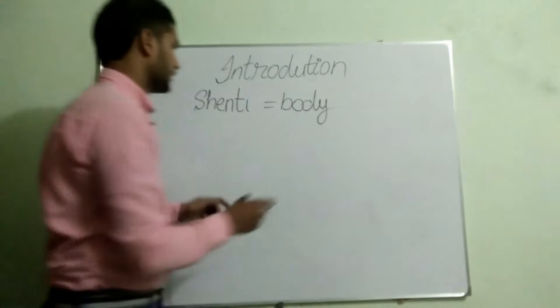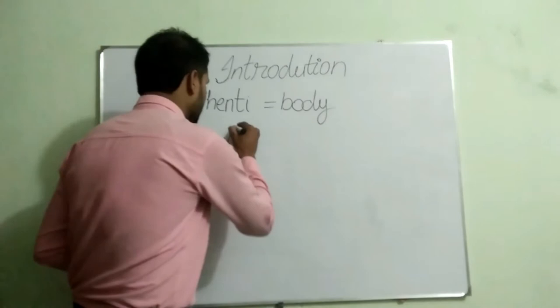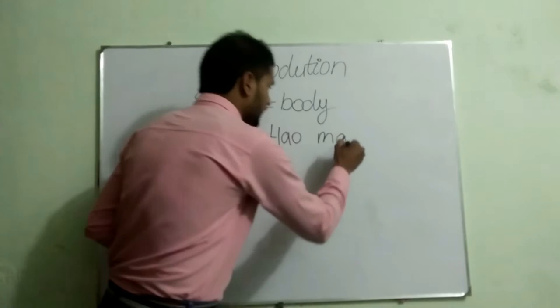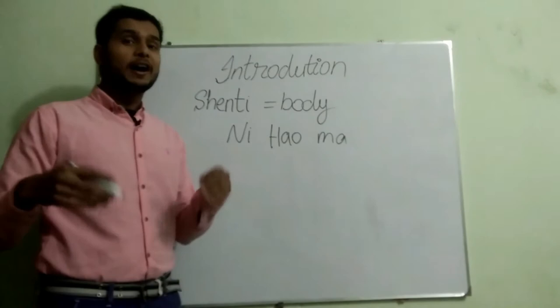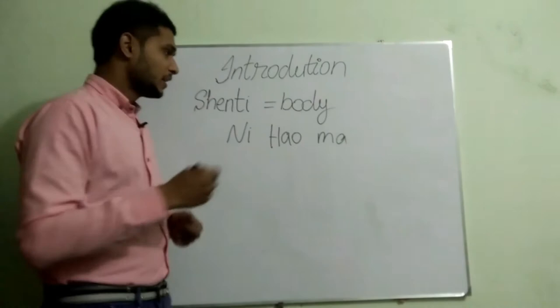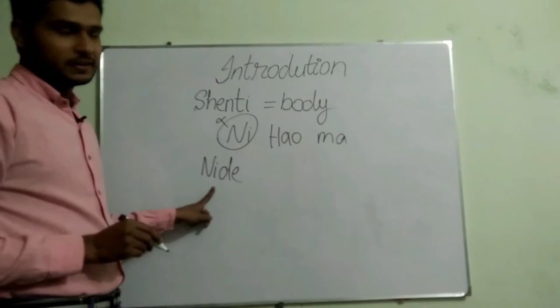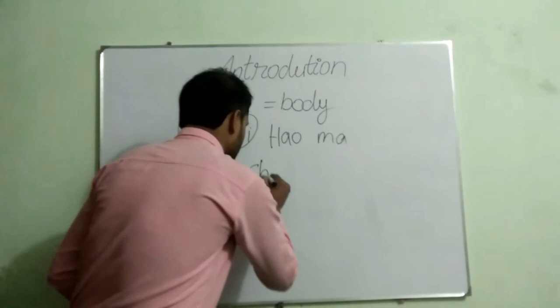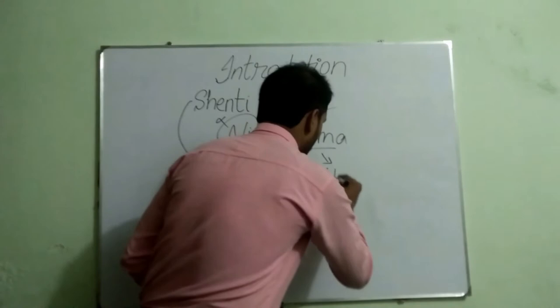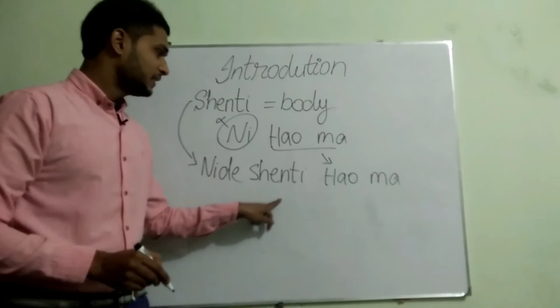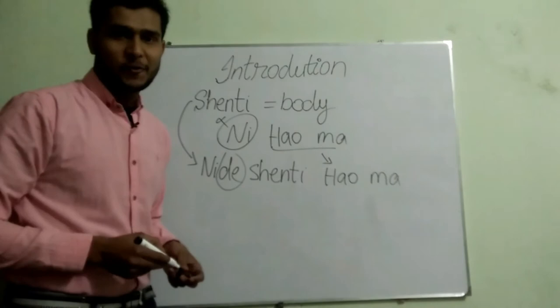Body. Shen Ti. Guys, if I remind you that we have learned Ni hao ma. Its meaning is how are you? If I want to ask how is your health, you know what the solution will be. We will just remove this Ni from here and put Ni da in its place. Ni da means your. And after Ni da, here Shen Ti. Ni da Shen Ti, and same here, hao ma? Ni da Shen Ti hao ma? Or you can simply put here Ni. Ni Shen Ti hao ma? Ni da Shen Ti hao ma?